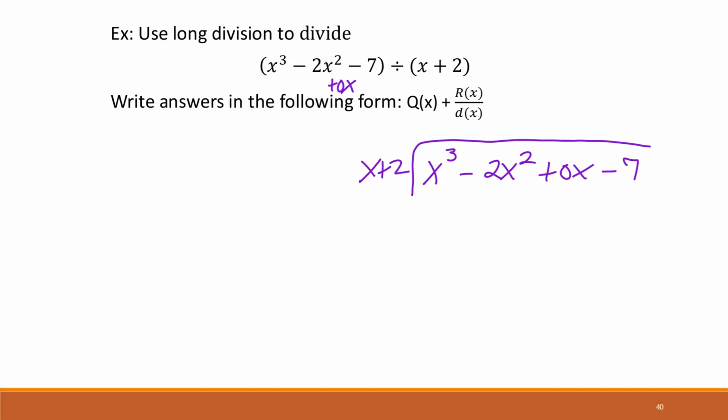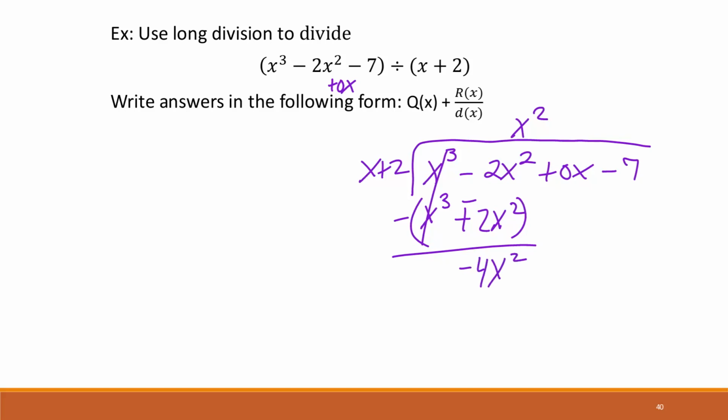So again, to get x cubed, I'd have to multiply by x squared. So x squared times x gives me x cubed. x squared times plus 2 gives me plus 2x squared. We're subtracting here. So these cancel. This becomes subtraction. So we end up with negative 2 minus 2x squared to give us negative 4x squared. And bring down the next term.